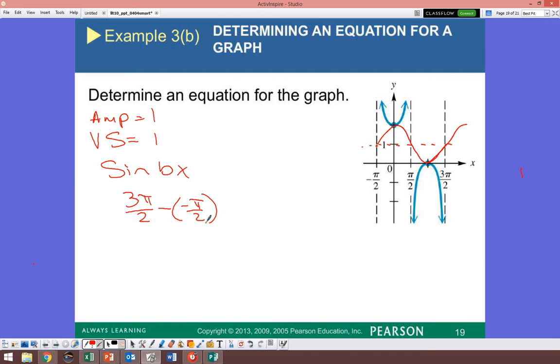Okay, so I started with the end and I subtracted the beginning. So wherever the two asymptotes are, right? For this one, it has a whole period here, right? So my end is here, my beginning is here. That's how we're going to find our period. That's one whole wave right here.